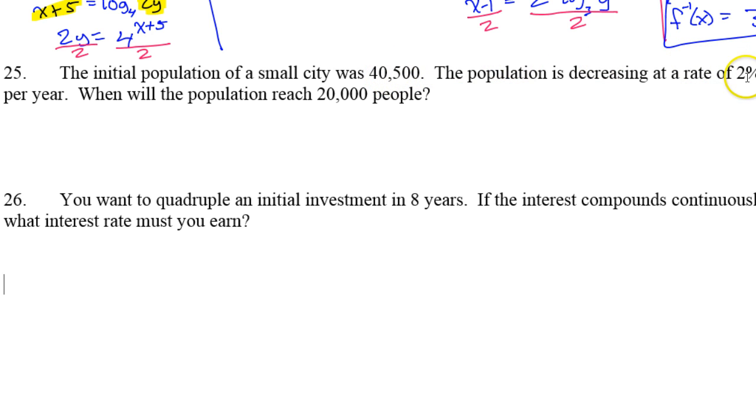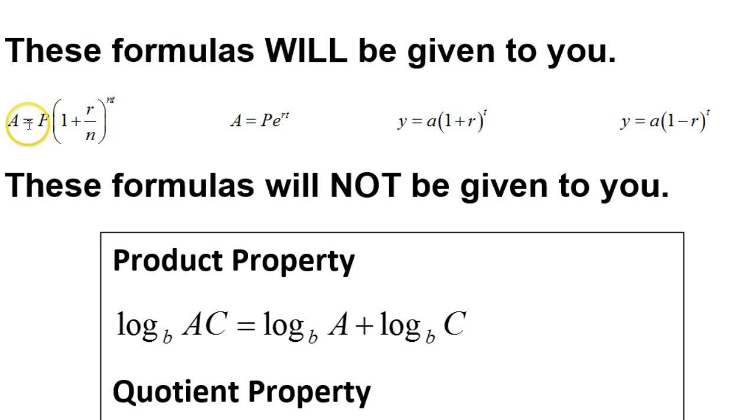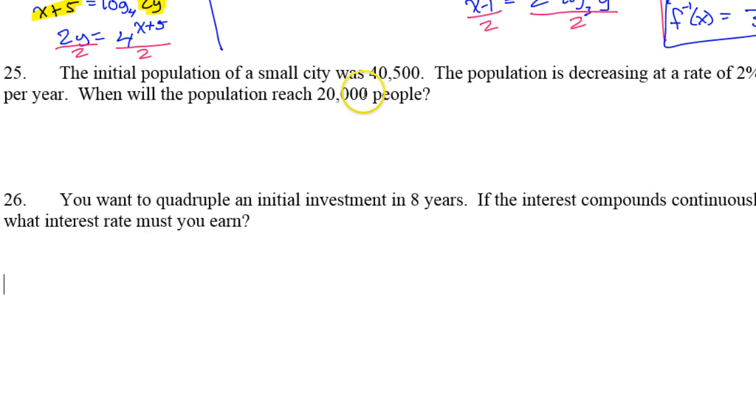The initial population of a small city is 40,500. Population is decreasing by a rate of 2% per year. When will the population reach 20,000 people? So which one of these formulas do you think we're going to use? The last one. The first two formulas are for compound interest, so this is clearly not a compound interest problem. This is just a basic exponential reduction problem. Because it's getting less, we use the one with the minus in it. So 1 minus r, okay?